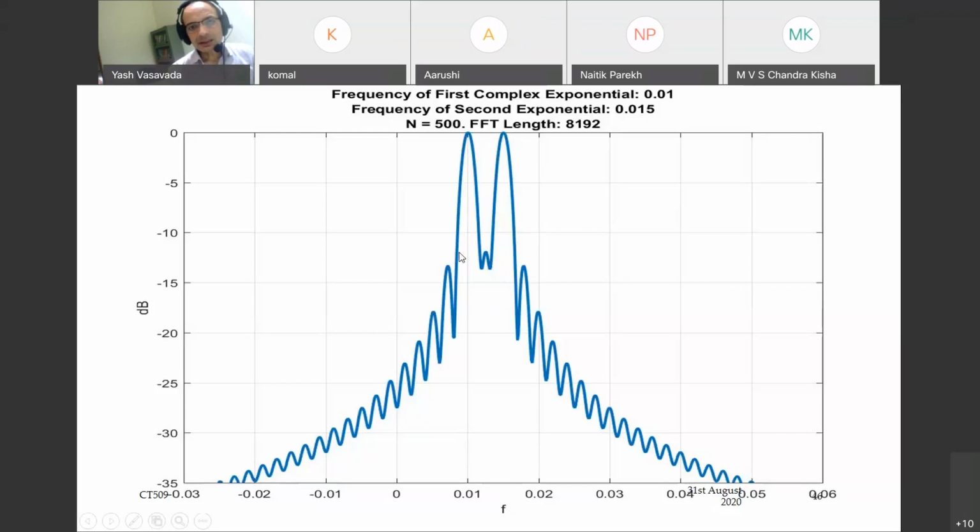Now, I use exactly the same input signal with capital K equal to 2, with F0 equal to 0.01 and F1 equal to 0.015. And I applied DFT on that, except that my observation window is now not 500 samples, but 50 samples. Inverse of 50 is 0.02, not 0.002. 0.02 is bigger than the separation between these two frequencies. So my resolution power is now not good enough.